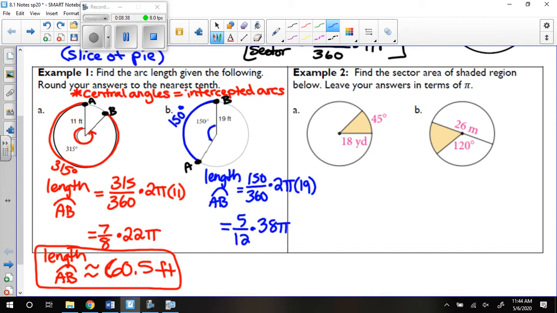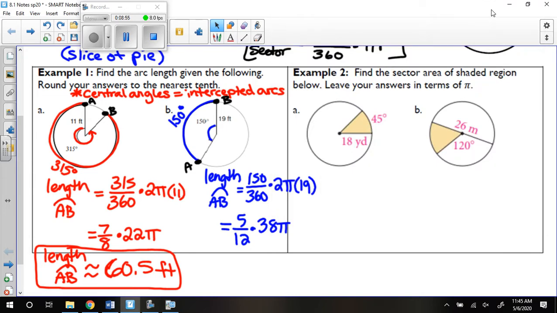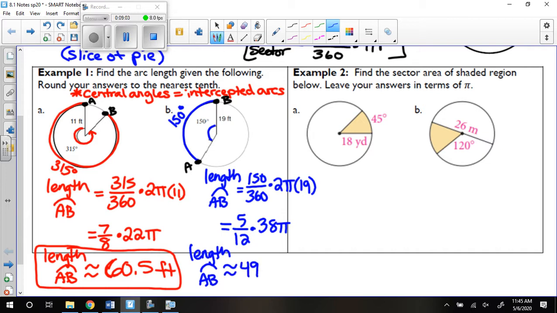So we'll just type that in our calculator really fast. Okay, we've got 5 over 12 multiplied with 38 pi, which is 49.7-ish. So we can say length of arc AB is approximately 49.7, and the units in this picture are feet.